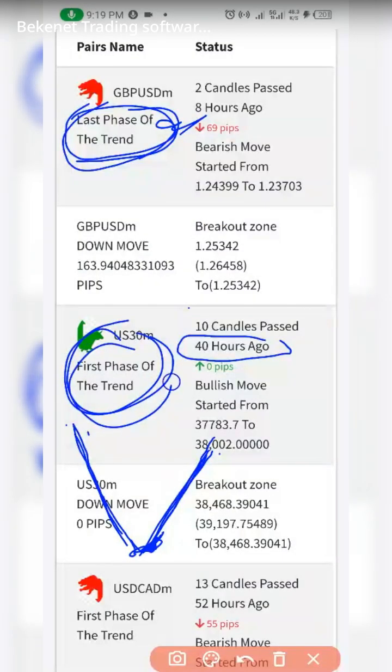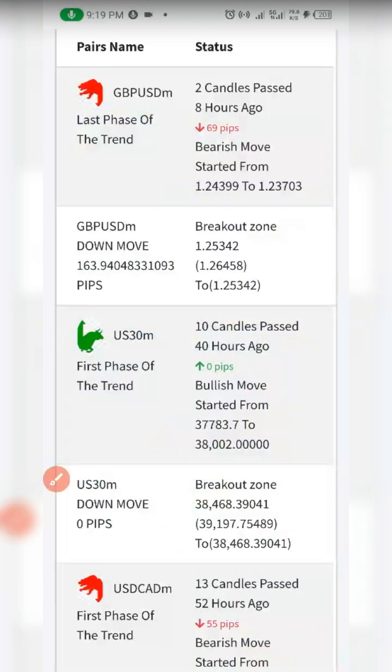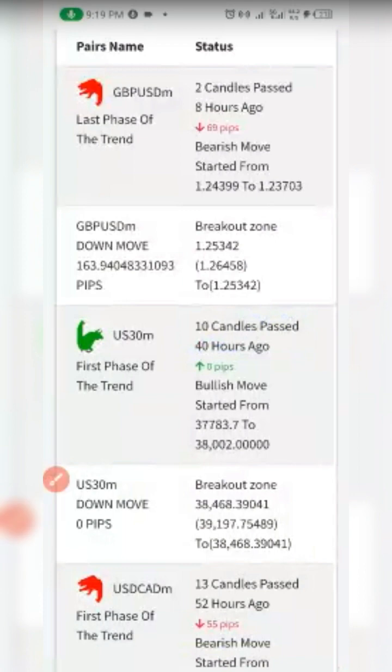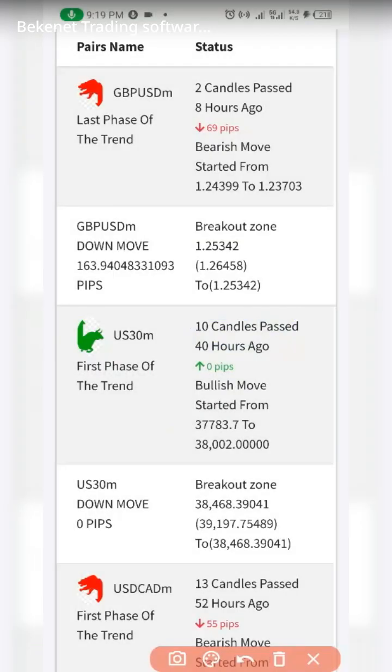So how do we spot it? How do we enter? What are the criteria to look out for if a pair is on the first phase of a bullish move or a bearish move? What are the things to look out for? It's pretty simple. Just the number of candles. These numbers of candles just signify. Let's do an experiment.